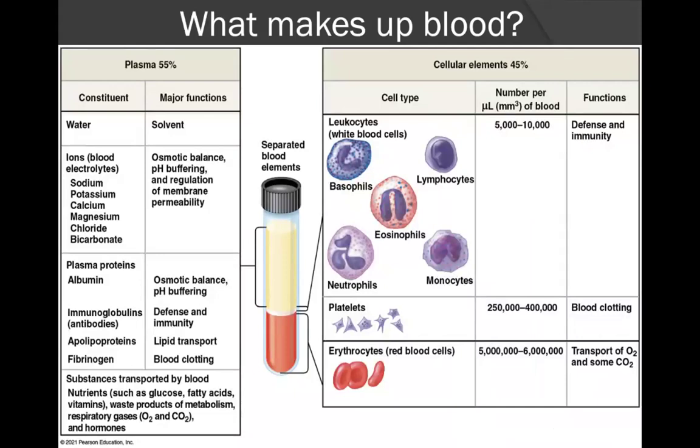We're now going to take a closer look at the different components of blood. Plasma primarily consists of water, ions, plasma proteins, as well as various other substances such as glucose, fatty acids, and other nutrients and hormones. Also take a look at the major functions of those individual components. The cellular elements are comprised of white blood cells such as leukocytes, eosinophils, lymphocytes, as well as other types of white blood cells, in addition to platelets, and red blood cells, also known as erythrocytes.